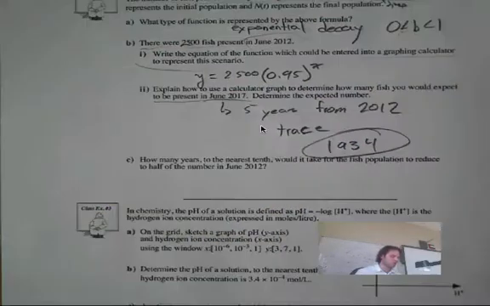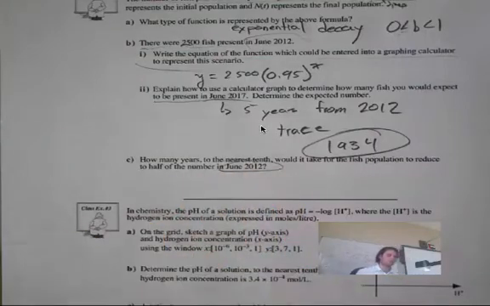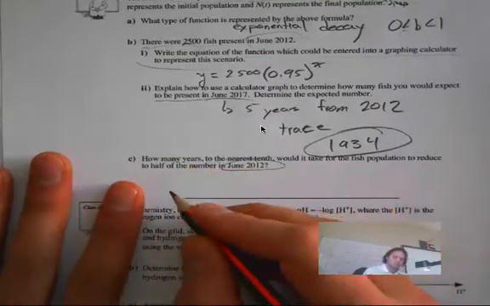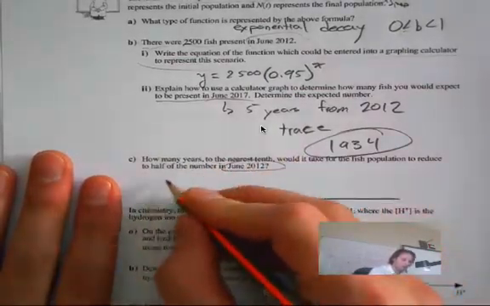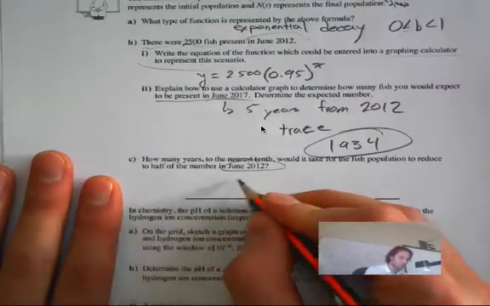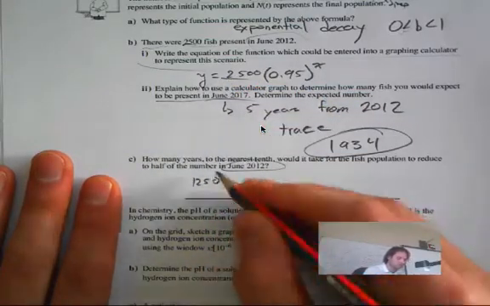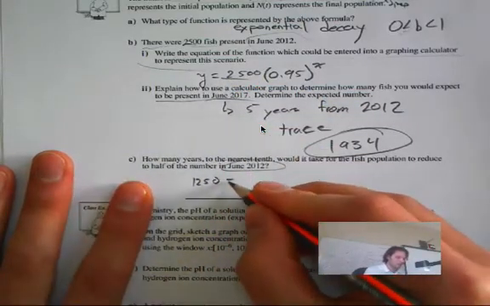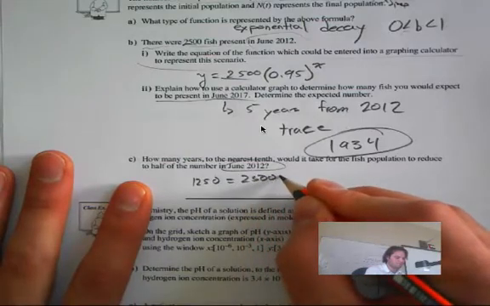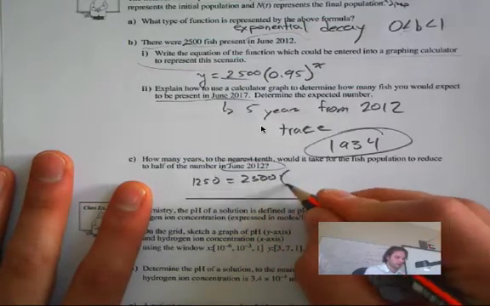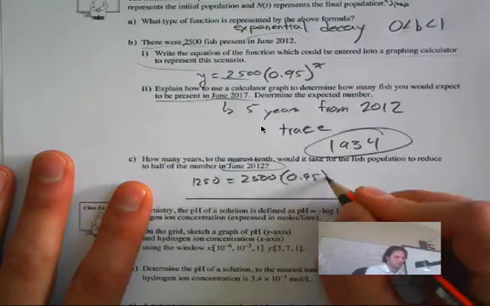Next one says, how many years to the nearest tenth would it take for the fish population to reduce to half the number of 2012? Well, this one, we have to do the same thing. All we're going to do for this one is we have to make it equal. So we want half the number. It's half of 2,500. That's 1,250. And that is going to be equal to 2,500 multiplied by 0.95 to the x.